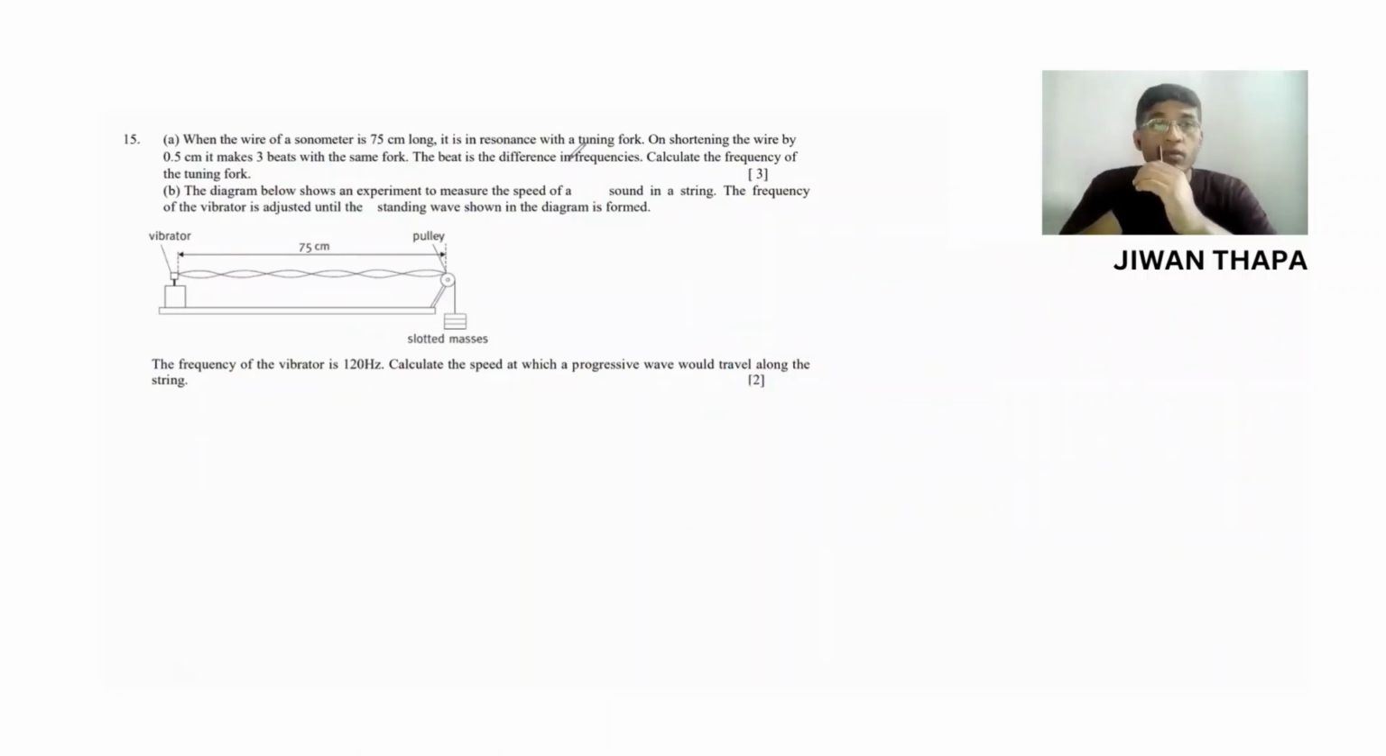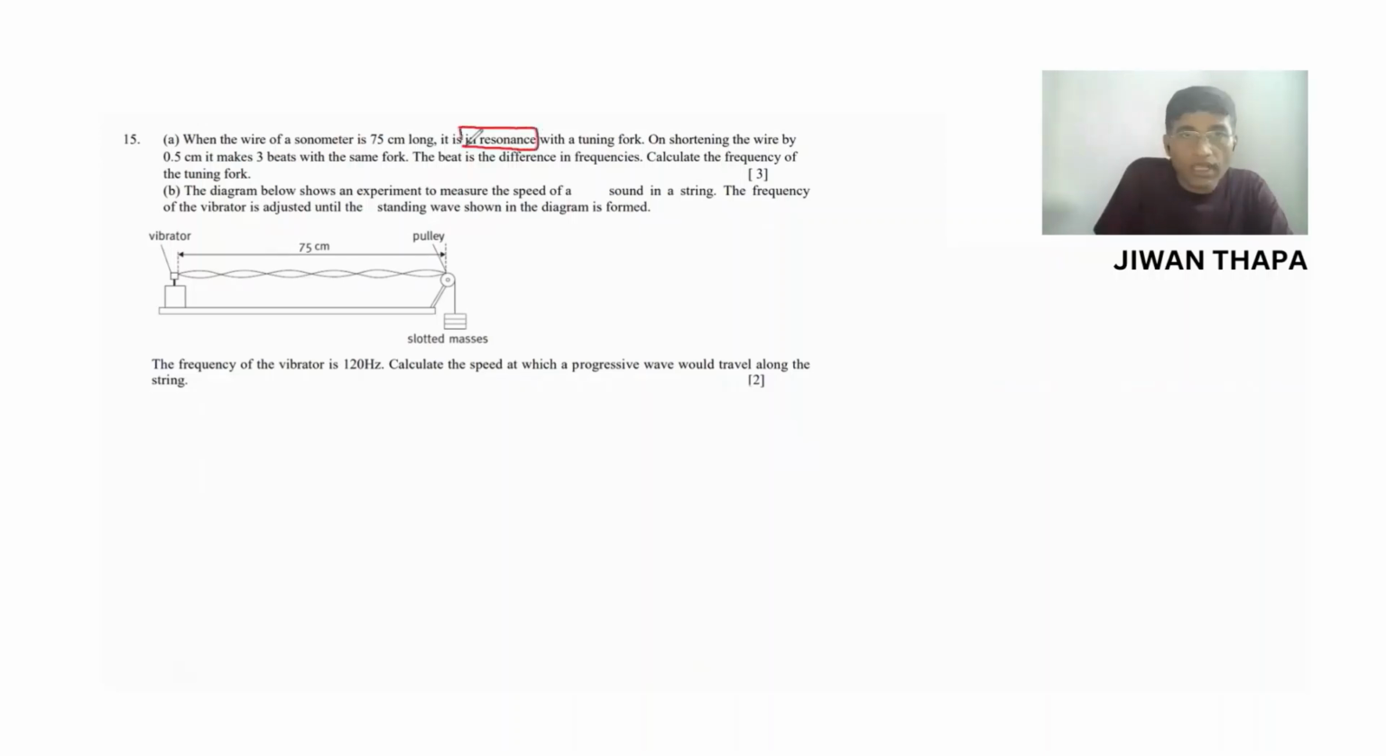Question 15a. When the wire of a sonometer is 75 centimeter long, it is in resonance with a tuning fork. On shortening the wire by 0.5 centimeter, it makes 3 beats with the same fork. The beat is the difference in frequencies. Calculate the frequency of the tuning fork. So we are going to use this concept.